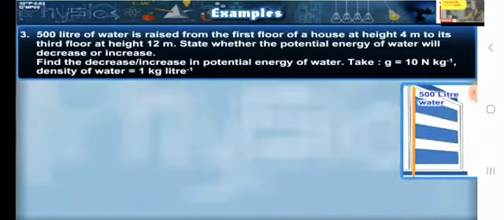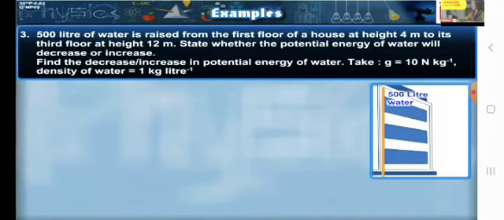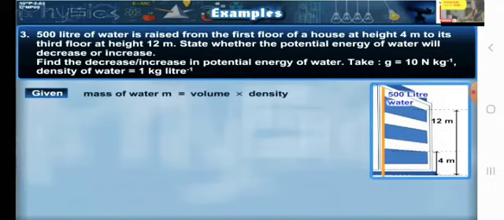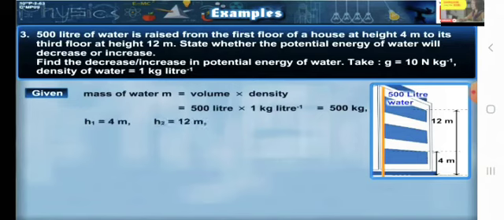Example 3. 500 liters of water is raised from the first floor of a house at height 4 meters to its third floor at height 12 meters. State whether the potential energy of water will decrease or increase. Find the decrease or increase in potential energy of water. Take g is equal to 10 Newton per kg. Density of water is equal to 1 kg per liter. Given mass of water m is equal to volume into density, which is 500 liters into 1 kg per liter, equal to 500 kg. h1 is equal to 4 meters, h2 is equal to 12 meters, g is equal to 10 Newton per kg.